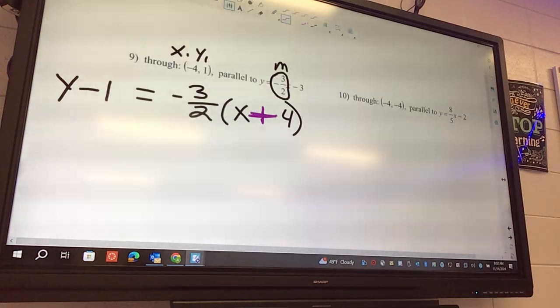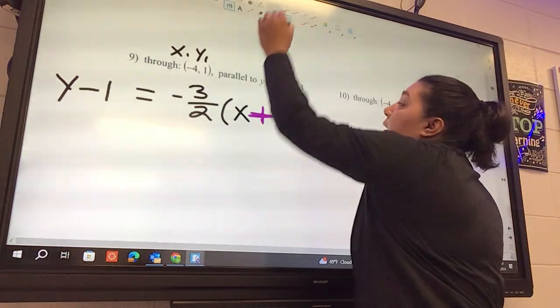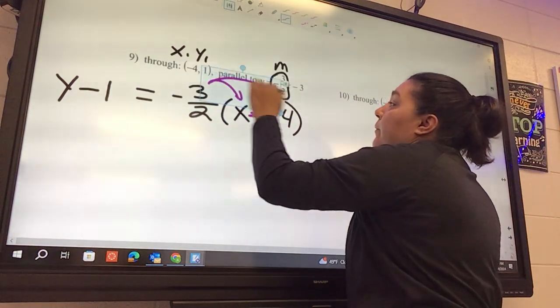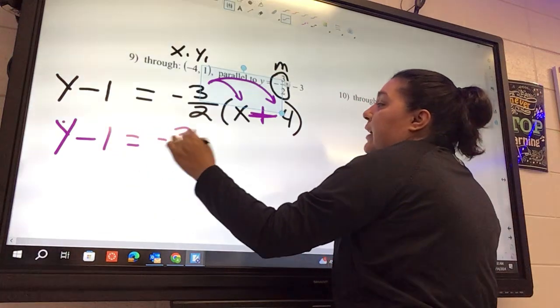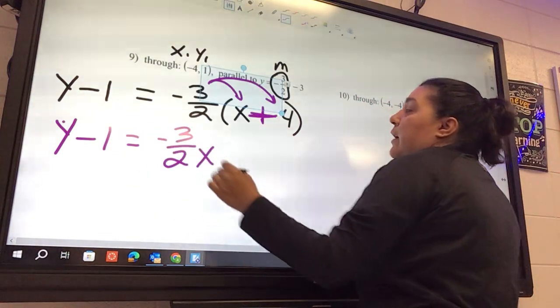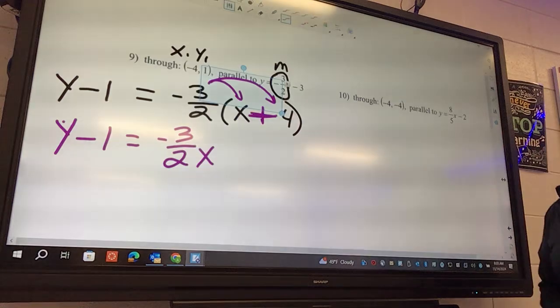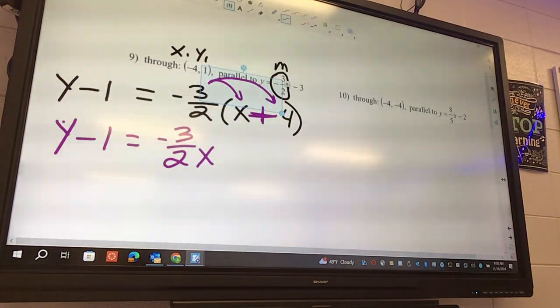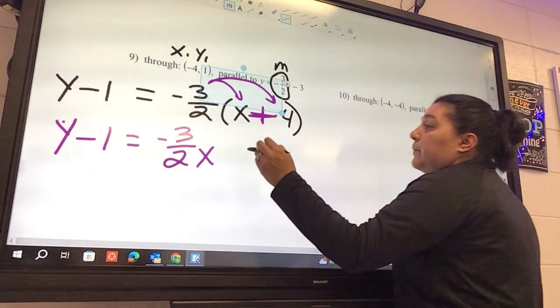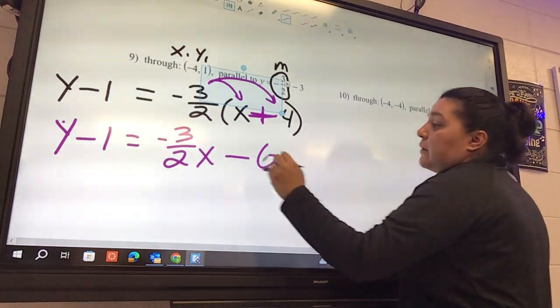Distribute. Okay, so -3 over 2 times x is going to be -3 over 2x. So we get y minus 1 equals -3 over 2x, -3 over 2 times +4. 6? Yes. Somebody agree? -6. -6?